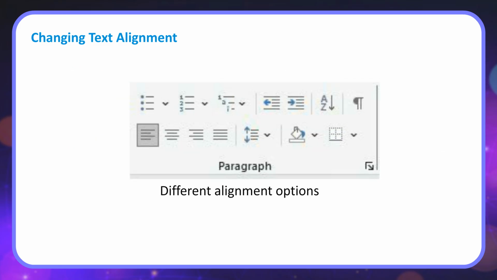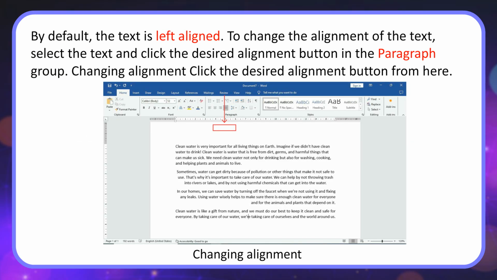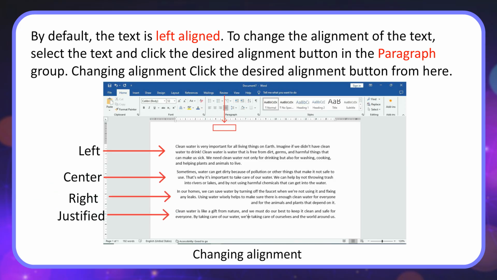Different alignment options. Center. Align right. Align left. Justify. By default, the text is left aligned. To change the alignment of the text, select the text and click the desired alignment button in the paragraph group. Click the desired alignment button from here. Left. Center. Right. Justified.